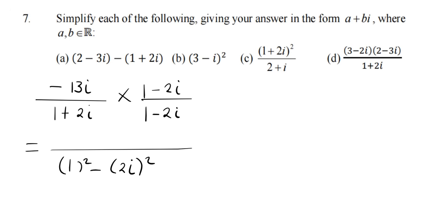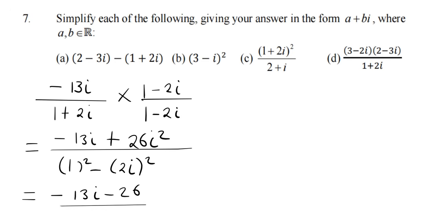On top, it's negative 13i multiplied by 1, that will just be negative 13i. Negative 13i multiplied by negative 2, we are going to have positive 26i squared. Okay, now we can solve. We're going to have negative 13i. Now, i squared, that is a negative 1. So we're going to have negative 26 there.